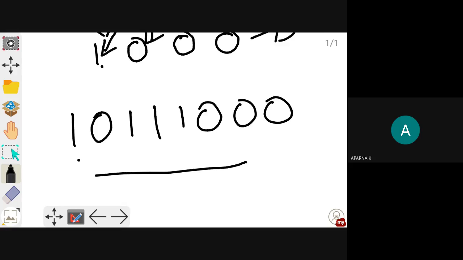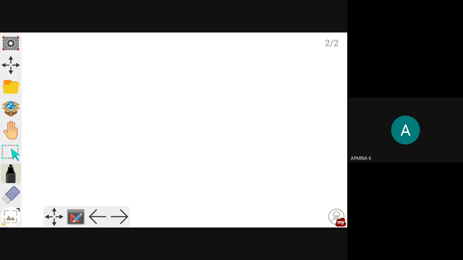So this is how you can convert binary to gray and gray to binary. Is it clear? Is it clear or not? Yes, yes, ma'am.